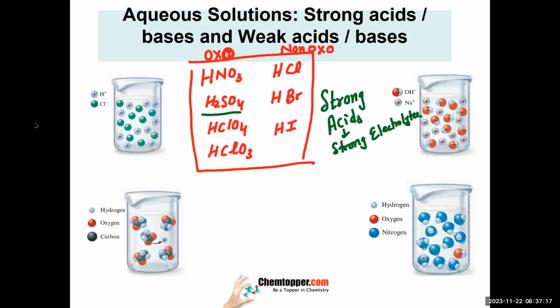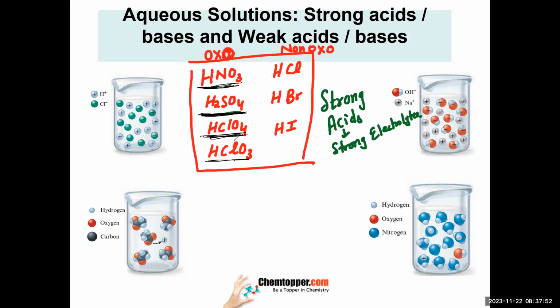Do you know the names? What's the name of this acid? Oxo acids never start with hydro. Yeah, no hydro, the way Aslisha is saying. Nitric acid. The name of this one? Sulfuric acid. Sulfate, sulfuric acid. This one? Perchlorate, perchloric acid. Perchloric. This one?